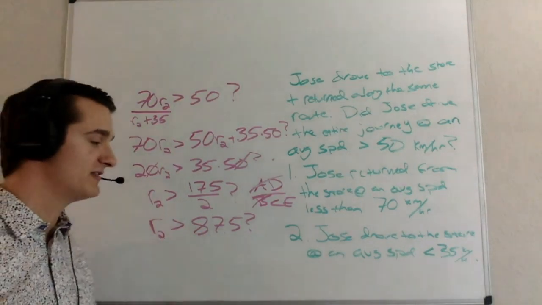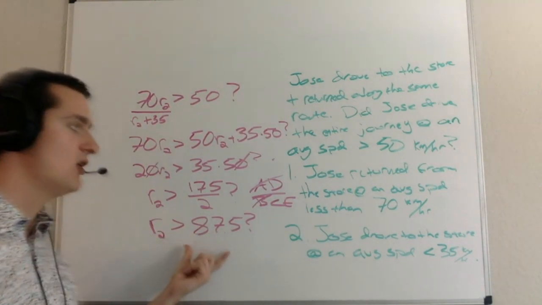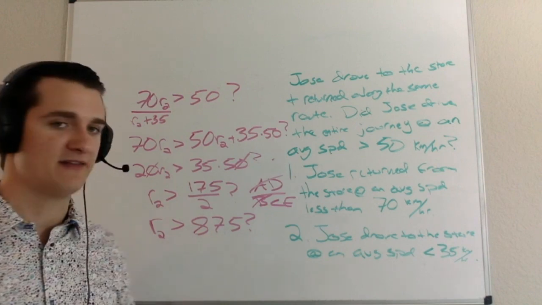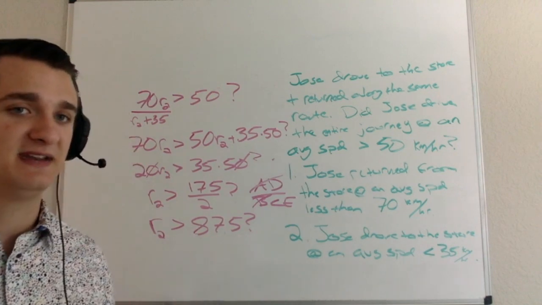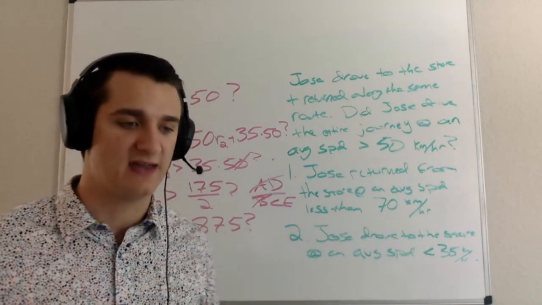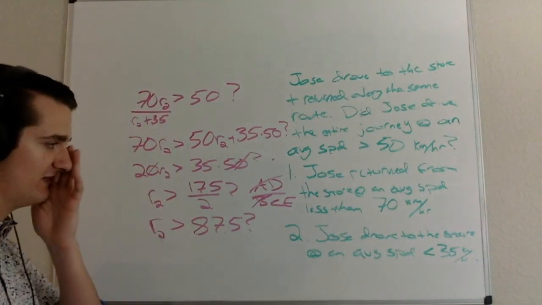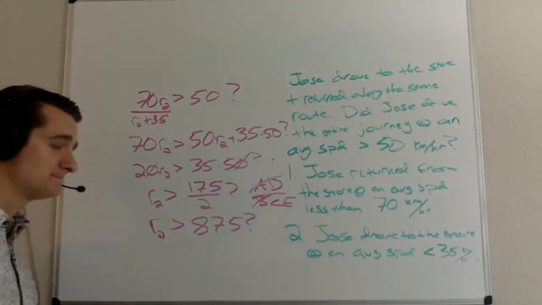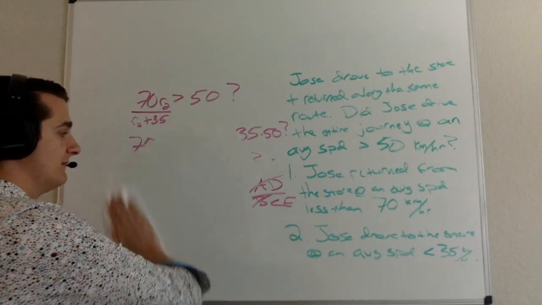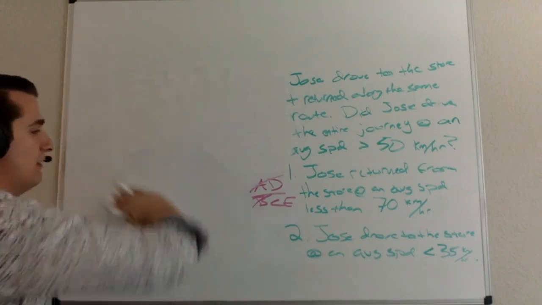I pushed the question with the information in statement 2. My new question has become, was the speed on the way home greater than 87.5 kilometers per hour? And I'm told not only was it less than 87.5, it was less than 70. And so there's no possible way for this entire average speed to be greater than 50, okay? I've simplified the question with statement 2, and I like approaching it that way a lot better.